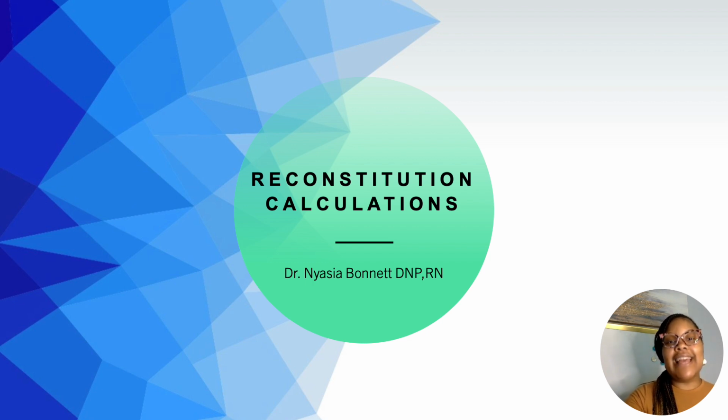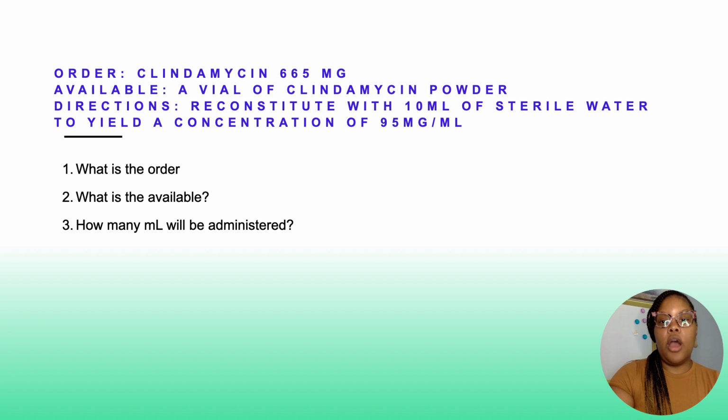So today's lesson will be on reconstitution calculations. Let's go. Alright, our first example: an order of clindamycin 665 mgs. Available is a vial of clindamycin powder. Direction is to reconstitute with 10 ml of sterile water to yield a concentration of 95 mgs per ml. So there are three parts to this question that you need to understand.